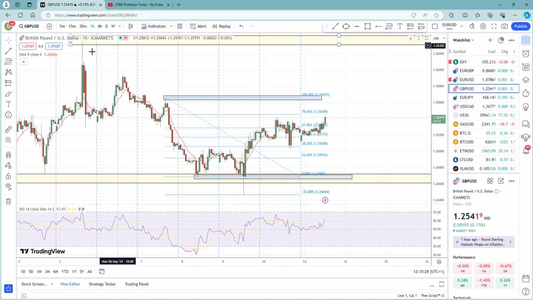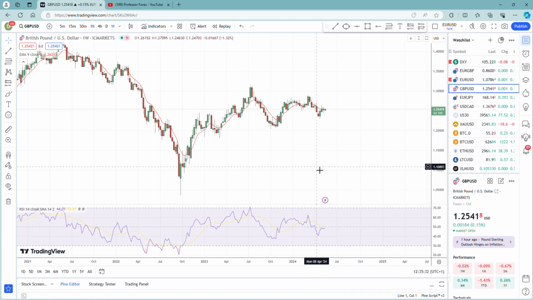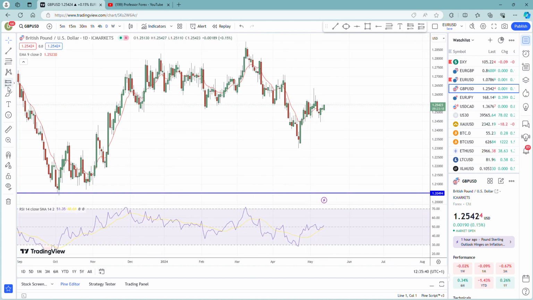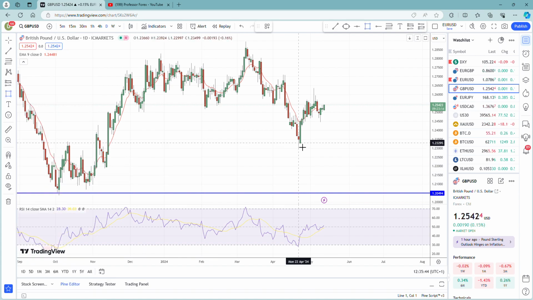If we look at GBPUSD, start from the weekly, mark your support and resistance. Go to the daily time frame, get the rectangle tool out.